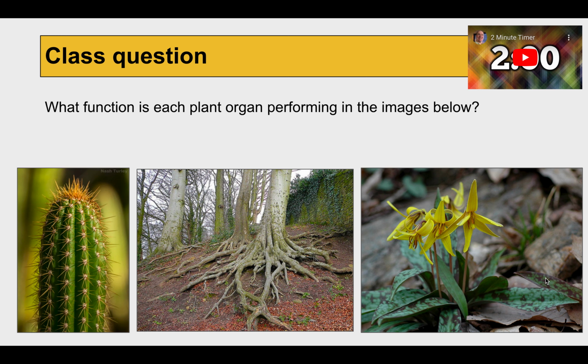And then this last image here, this is a trout lily, a plant that's very common in the springtime around here. What organ did we talk about for this image? Yeah, there's a flower. What does the flower do? Yeah, for pollination. Yeah, Marcy, did we have something different? Okay, yeah. There is a second organ here. What is it?